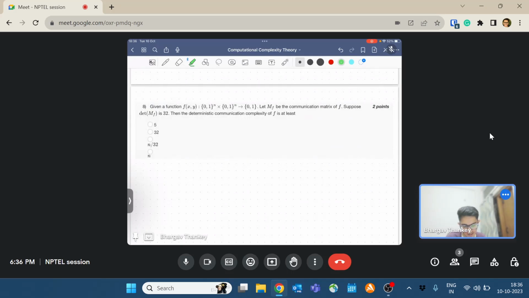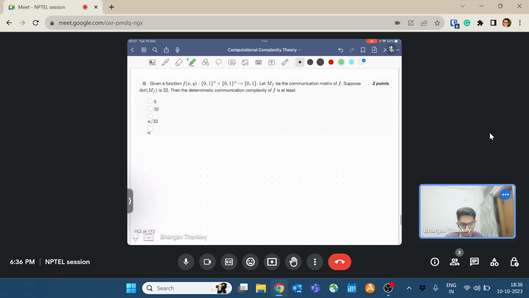The next problem is: given a function f of x comma y from {0,1}^n cross {0,1}^n to {0,1}, let Mf be the communication matrix of f. Suppose that the determinant of Mf is 32. Then the deterministic communication complexity of f is at least what? 5, 32, n over 32, or n? Which of these is the correct answer? The correct answer is n, and let's see why.